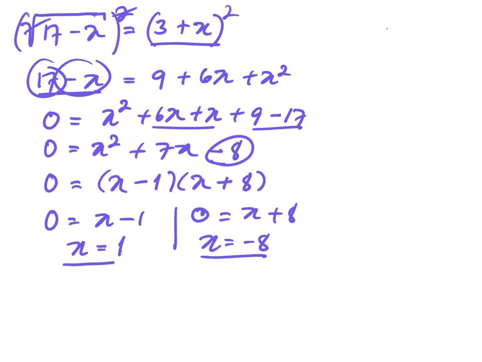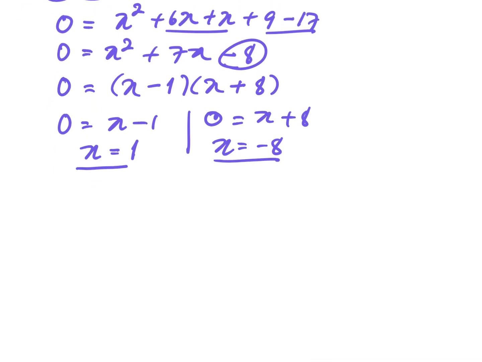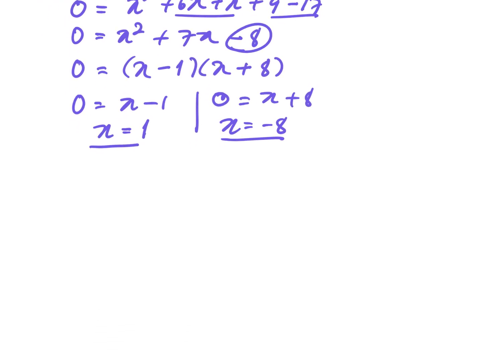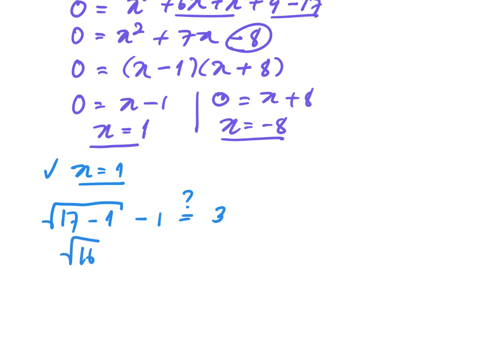Okay, so let's check which of these two is called extraneous. We're going to put it back in our original equation. Let's first recheck when x is equal to 1. That's going to give you 17 minus 1 under the square root, and then minus 1 again. Is it equal to 3? 17 minus 1 is 16, the square root of 16 is 4, and 4 minus 1 is equal to 3. We can see that 1 is a solution.